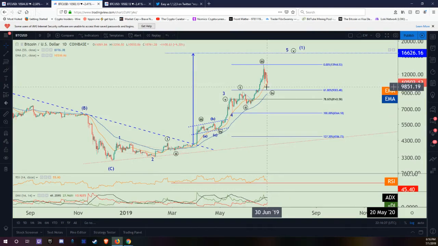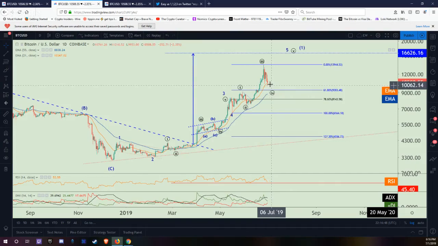Now, what I'm looking at here, there's a bunch of different support levels. One is if you take the leg from wave 4 to 5, or wave 4 to the high so far at 13.9. The 61.8% level is at 93.83. So I think that's going to be a very significant level for support, if we even get there.